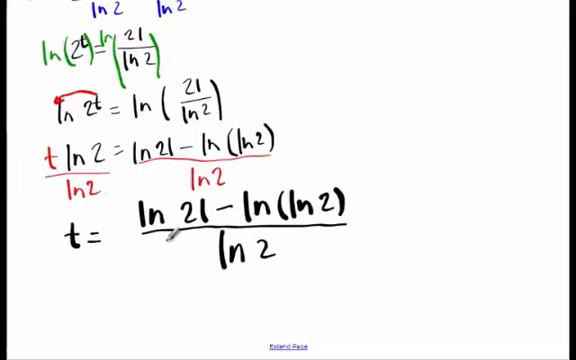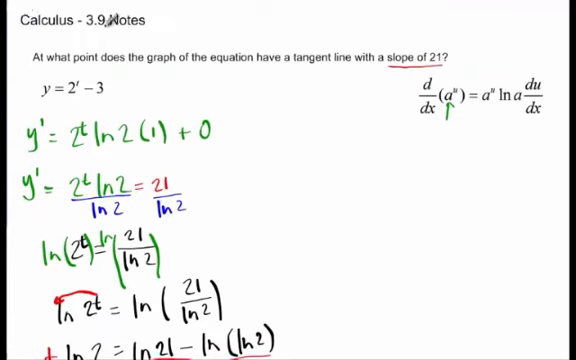Okay? And when you punch that into your calculator, you'll get that t is equal to 4.921. Okay? So if I know that t is equal to 4.921, how do I find y? I just plug 4.921 in right here. And when you get done punching this into your calculator, you get y equals 27.297.